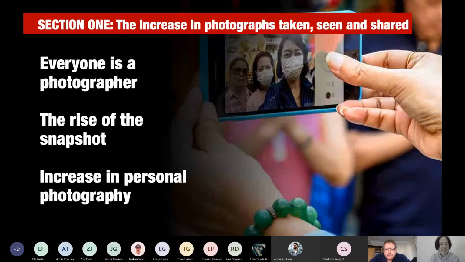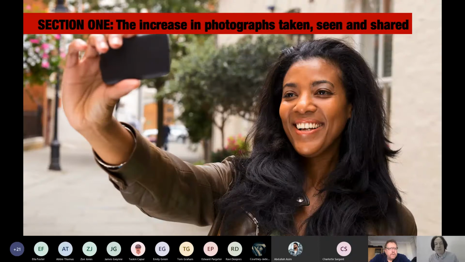it's changed the way that we do things. Similarly, the rise of the snapshot and the increase in personal photography. So because everyone has a camera, suddenly we're taking more of what we would call personal photographs, things documenting the things that are going on in our lives. I suppose the obvious one there is the selfie. So the camera phone here, I'm just going to read again some notes here. This is not from Martin Hand, but notes on this slide.